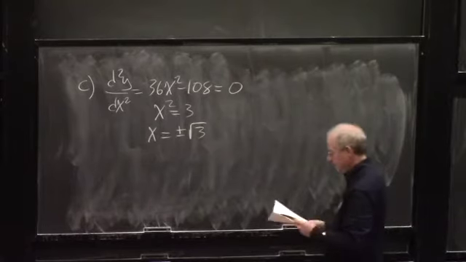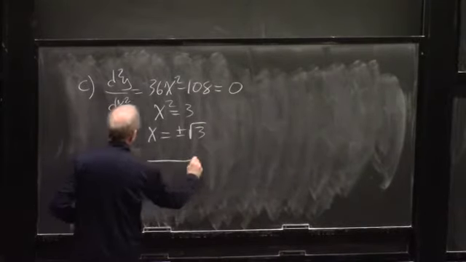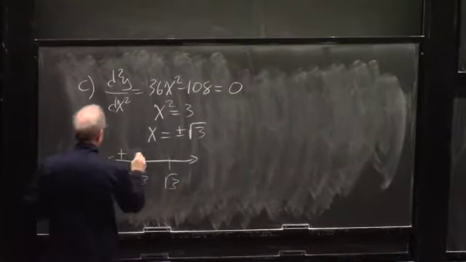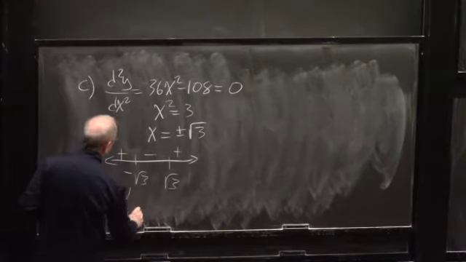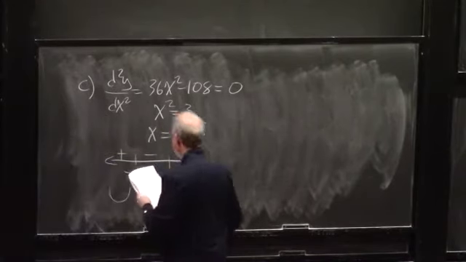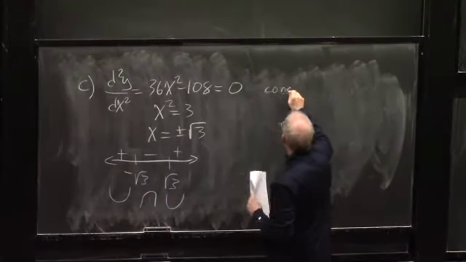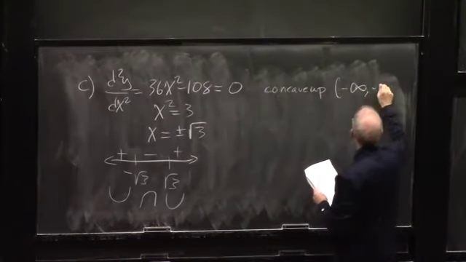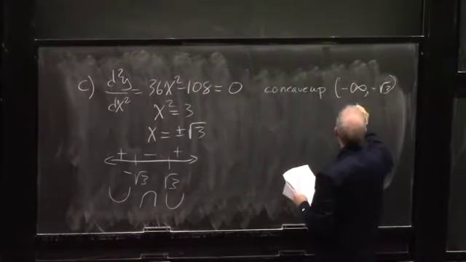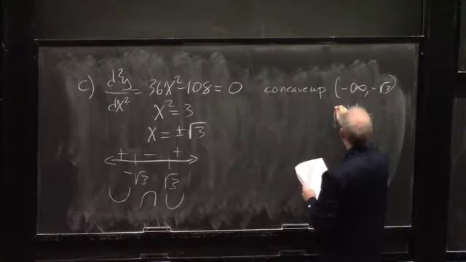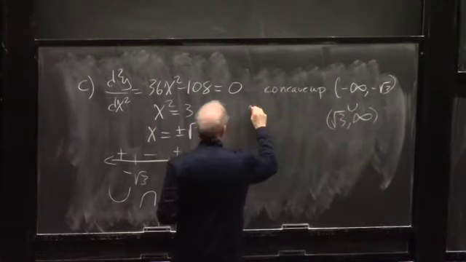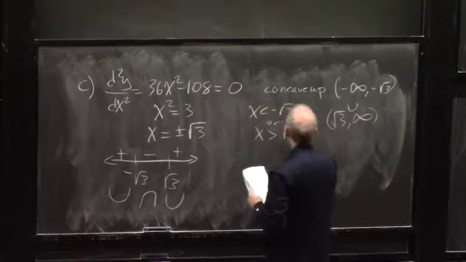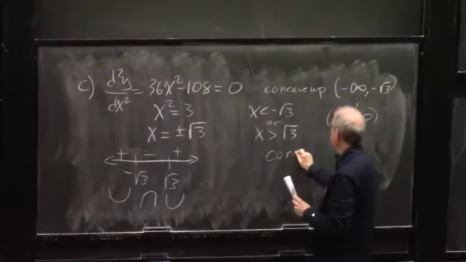So you do the number line, and you get plus, minus, plus. So it's concave up, concave down, concave up. Concave up on negative infinity to negative square root of 3, and square root of 3 to infinity. Also known as x is less than negative square root of 3, or x is greater than positive square root of 3, and it's concave down in the middle.